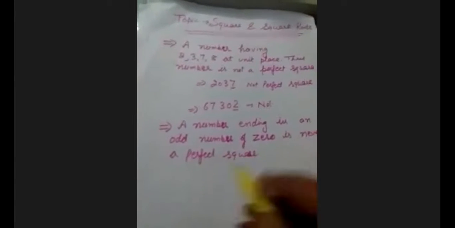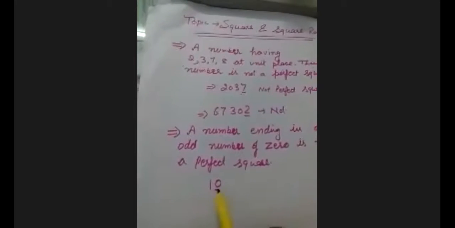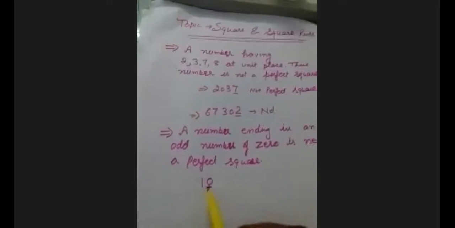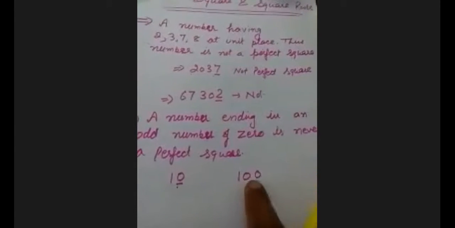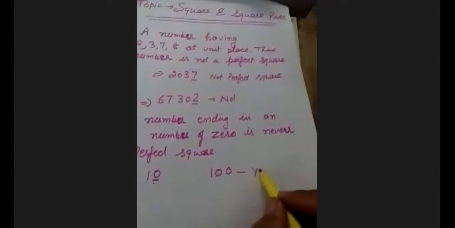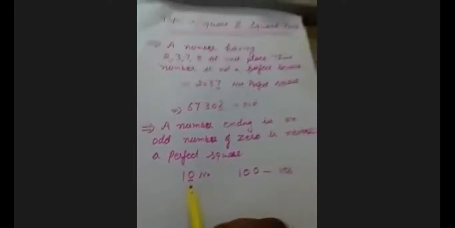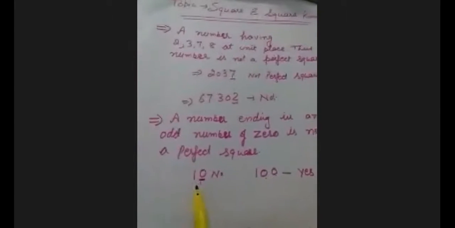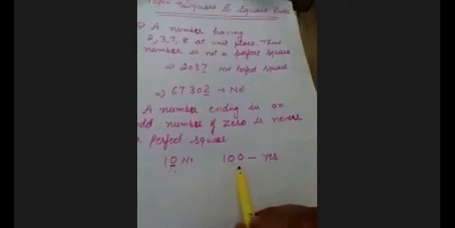Odd number of zeros means, suppose your number is 10. Now count the number of zeros, it is only 1, so 10 is not a perfect square. In another case, 100: count the zeros, 1, 2. Even number, it means this is a perfect square. Here we have an odd number of zeros, 1, and here we have 2 zeros. It means 10 is not a perfect square and 100 is a perfect square.